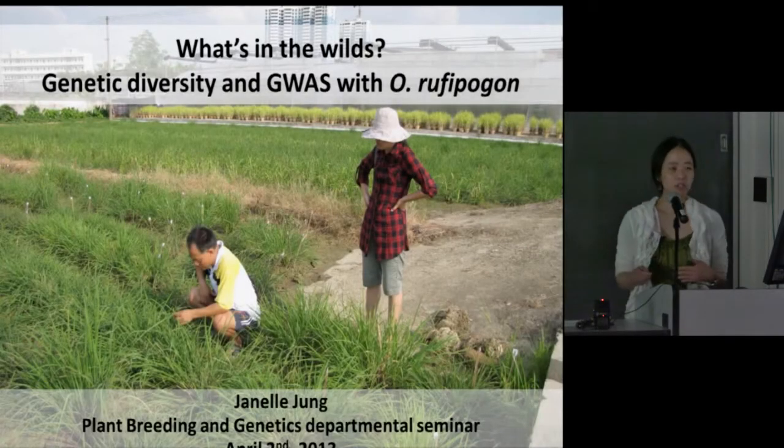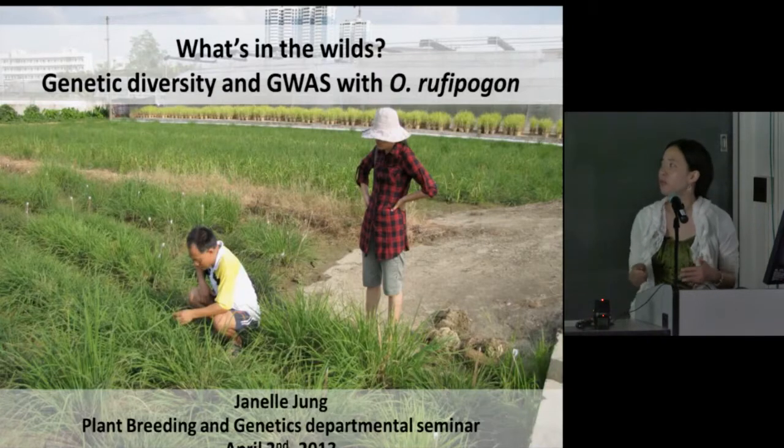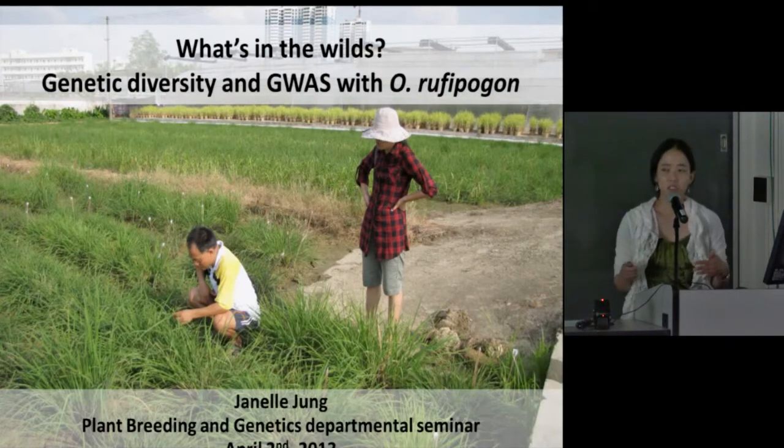So as Susan mentioned, I've spent most of the past 5 years in her lab working on the wild ancestor of cultivated Asian rice, that's Oryza rufipogon. And my presentation today will focus on what still are very preliminary results on genetic diversity and GWAS with the wild ancestor.